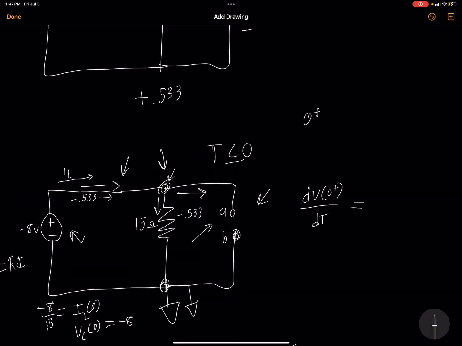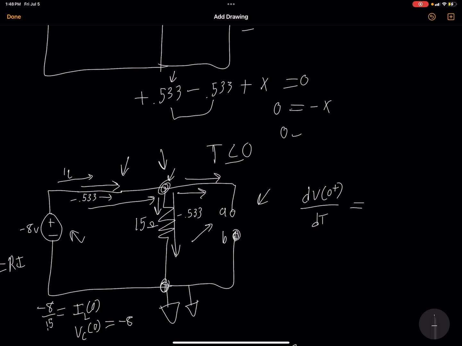So yeah, if we do a KCL, this current coming in to this node makes it negative, so that's a positive 0.533. The current coming down here is -8 divided by 15, which is a negative 0.533, plus x. We don't know this current this way, so we know those two, so we can solve for it. Subtract the x over. -x, these cancel. It's 0. 0 is equal to x.